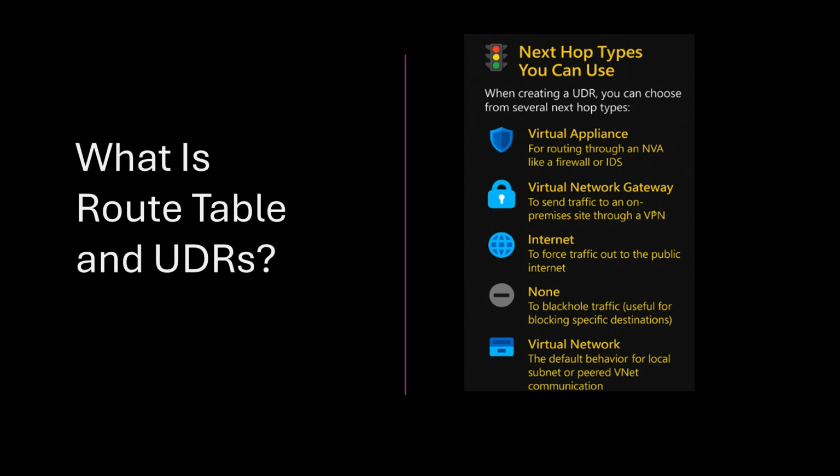Let's say you have a subnet where all outbound traffic must be inspected. You deploy a firewall like Azure Firewall or a third-party NVA and create a UDR that routes all 0.0.0.0/0 traffic to the firewall's IP. Now every packet leaving that subnet passes through the inspection layer before it exits. In another case, you might want all spoke VNets in a hub and spoke topology to send their traffic to on-premises via a single VPN gateway in the hub. You simply configure a UDR pointing traffic to the virtual network gateway IP in the hub VNet.